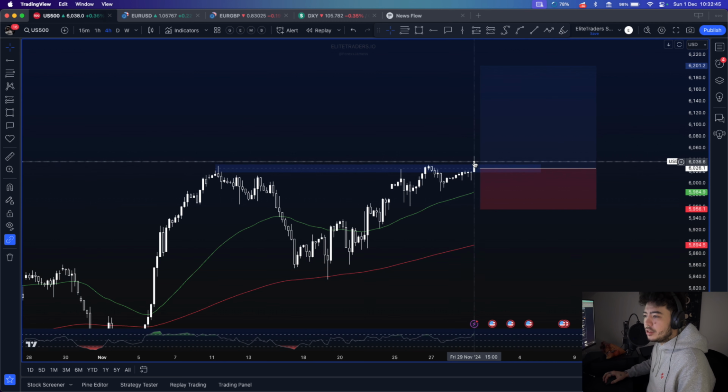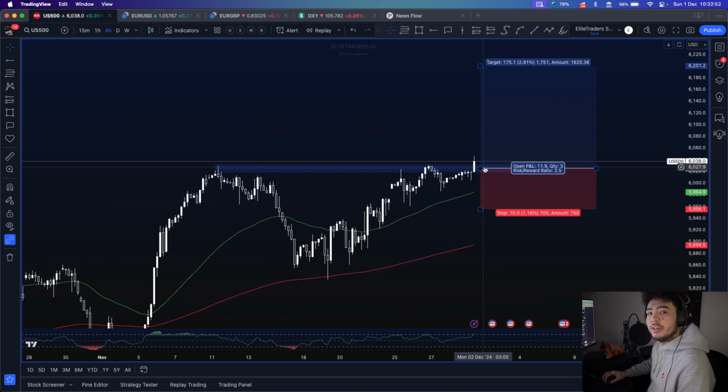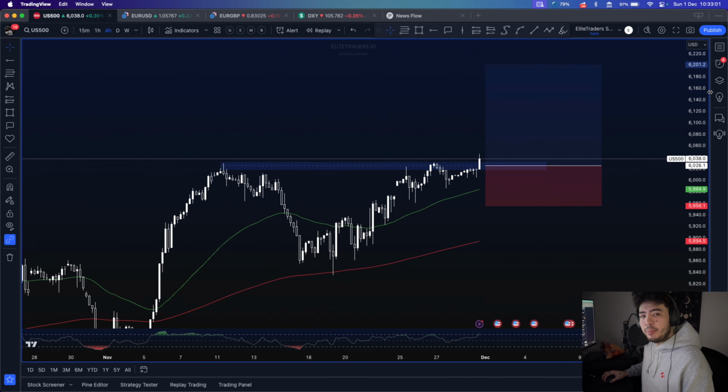So I'm very simply just looking to enter back on this level of resistance, looking for a break, which we've had, and looking for the retest on the lower time frame, whether that's the H1 or the 30-minute time frame. We'll see. However, this trade is supported by the US economics at the moment.